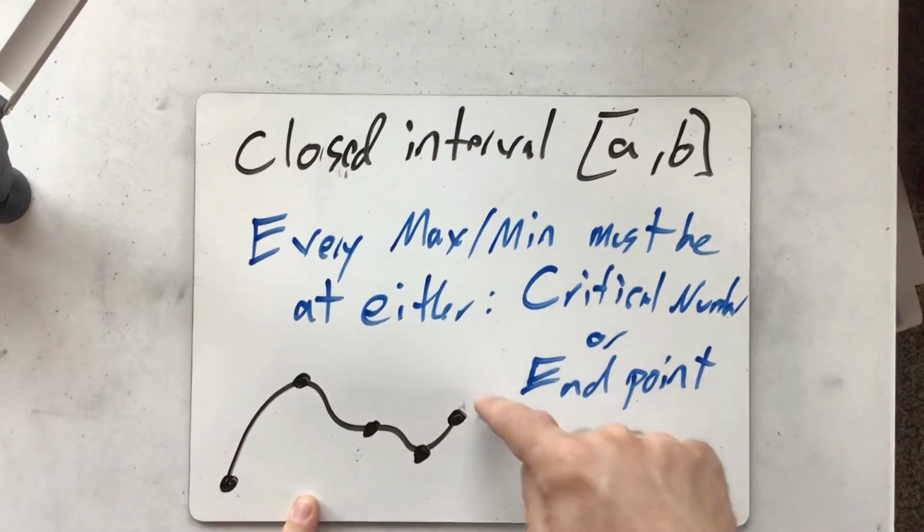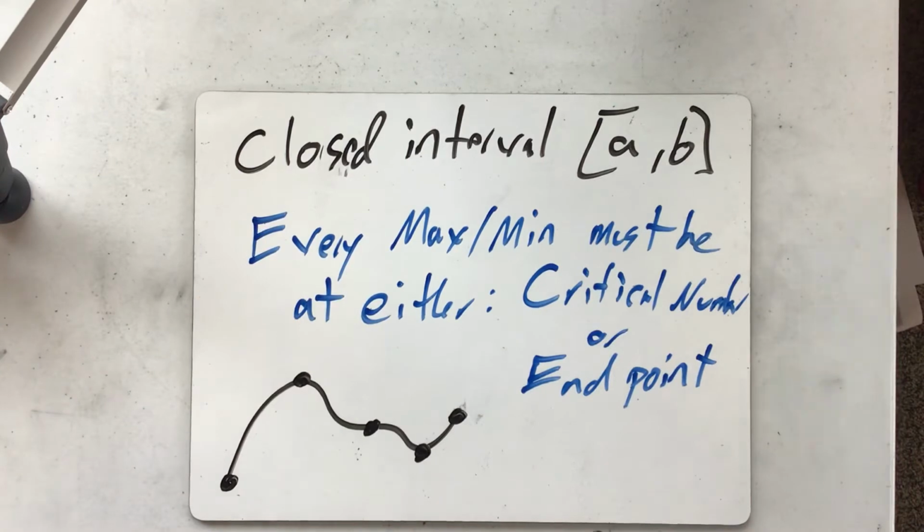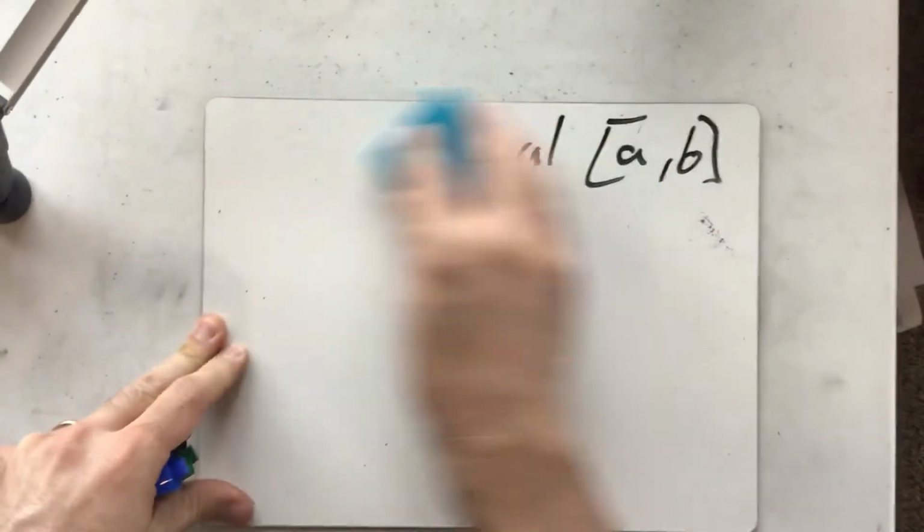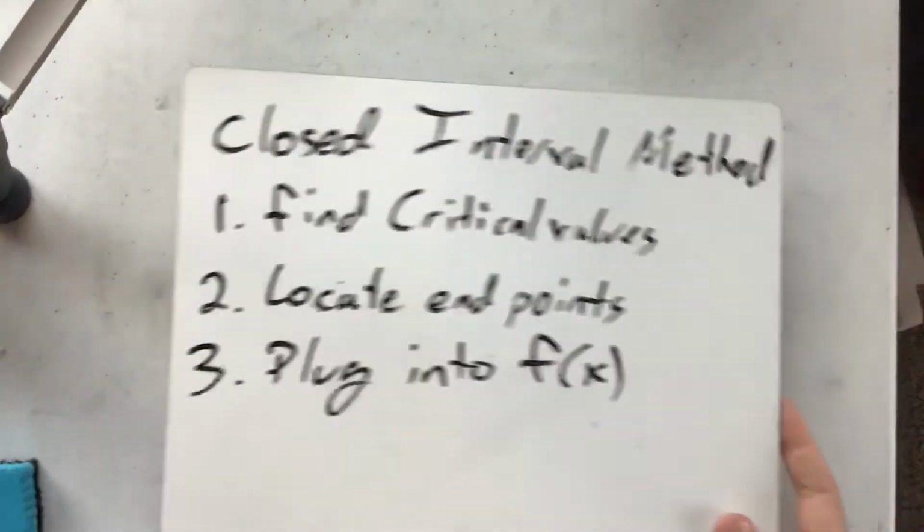So now I have just 5 choices. And if you have just 5 things, it's easy to figure out what the biggest of those 5 things are. Okay, so this kind of gives us our method for finding a maximum or minimum. So our method is what's called the closed interval method.